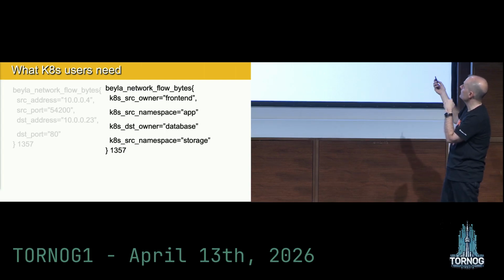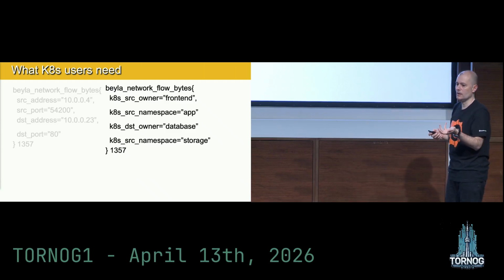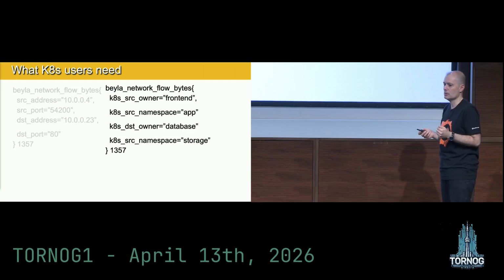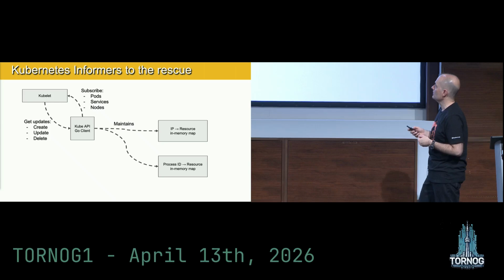I have a front-end application, and that is talking to my database, and it is in this namespace storage. And so they want to find out who's talking to whom, because for them, the source destination and source port don't mean much. So how do we get this?